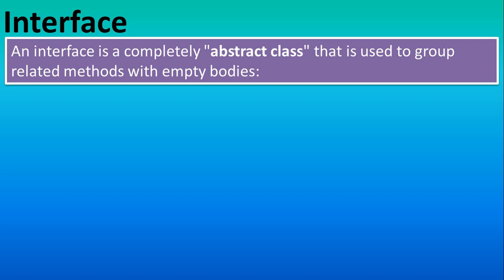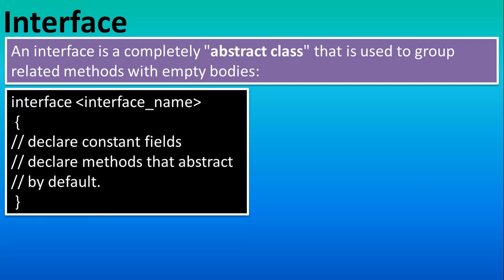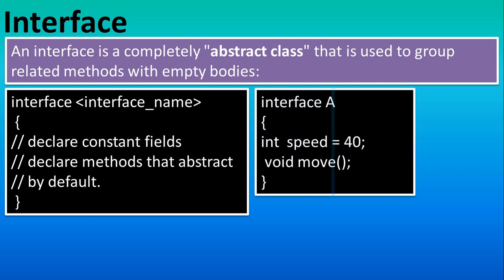An interface is a completely abstract class that is used to group related methods with empty bodies. The declaration of an interface is similar to the class syntax. You write the interface keyword first, followed by the interface name, and inside it whatever fields, meaning variables and methods, you use. Here the variable will be treated as a constant by default, and the method will be treated as an abstract method. So this is the example.